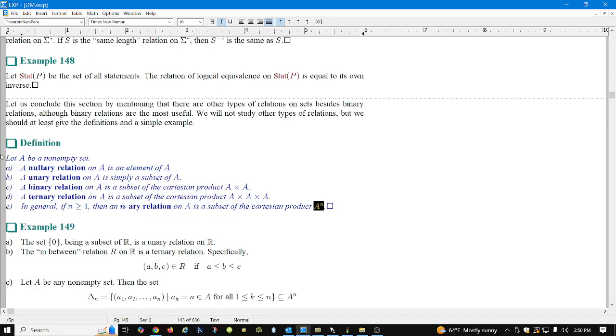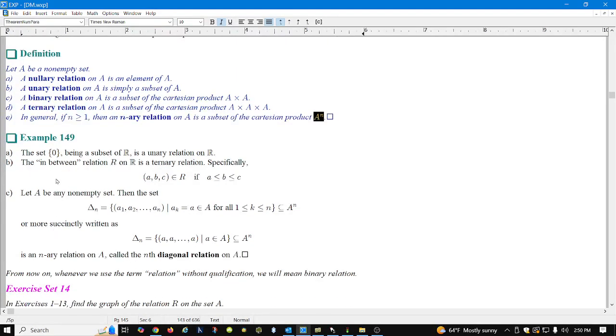Here are some examples of relations. The set containing 0, being a subset of R, is a unary relation on R. Here again, in this context, this probably wouldn't be something you'd say unless you were making an example. The in-between relation on the real numbers is a ternary relation. (A, B, C) is in the relation if B lies between A and C.